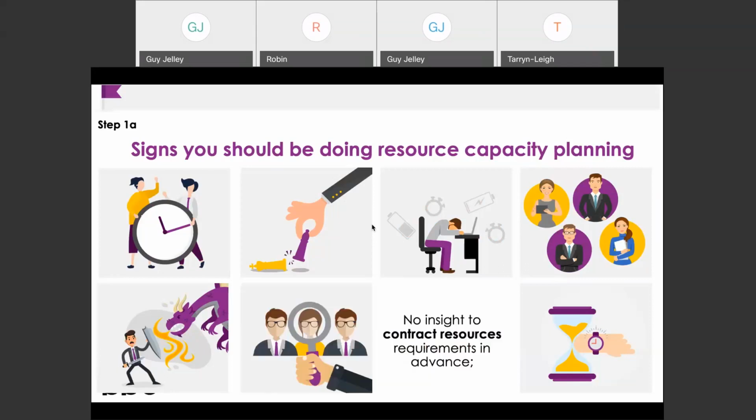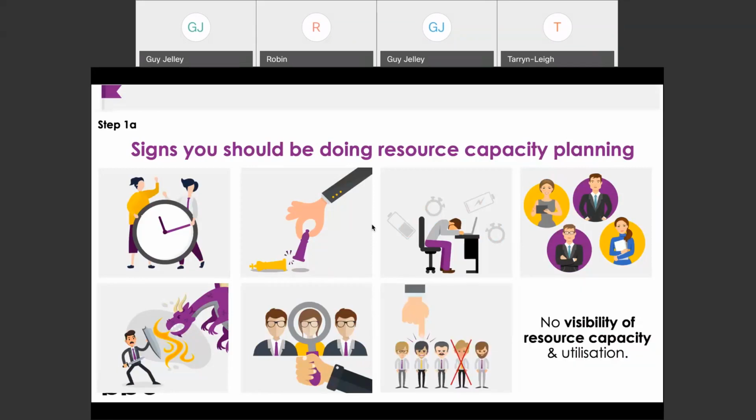No insight to contract requirements. I mean, I see this quite a couple of times. We have all these great partnerships with companies that can flex our resources and bring in the skills when we need it. We just only figure out we need them a week after we knew we needed it. So because we have that lack of visibility, it's quite difficult to know in advance when we need them.